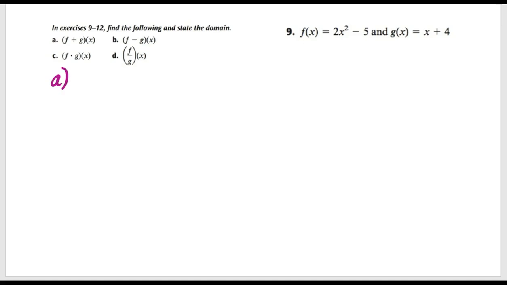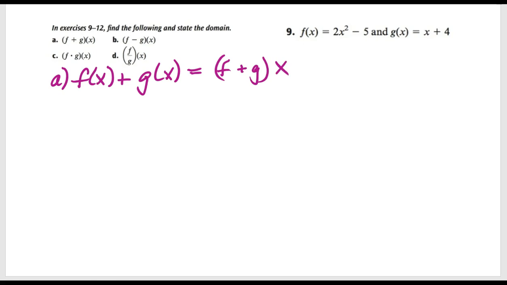When we add two functions, we simply do just that. We add them. So f of x plus g of x could be written as f plus g of x. It means the same thing. So I'm just going to replace f of x with 2x squared minus 5. And then g of x is equal to x plus 4.